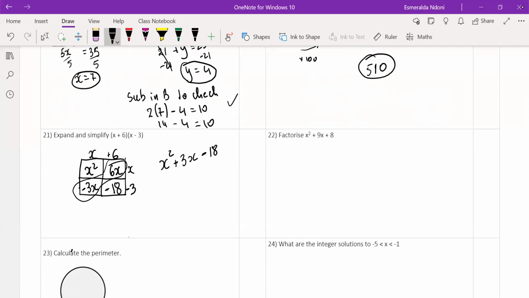However, I'm going to do the other way too, because I know that some of you work with this other method. So it'll be only fair to show you that. So x times x, x squared, x times negative 3, negative 3x. Then we have 6 times x, positive 6x, and 6 times negative 3, negative 18. Now we collect like terms, and these are different.